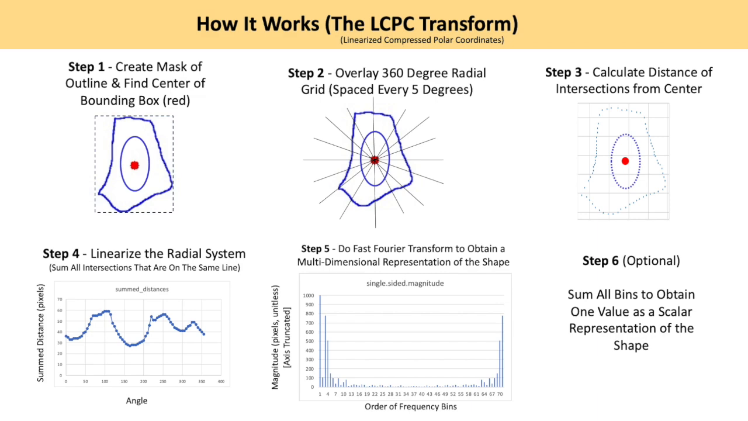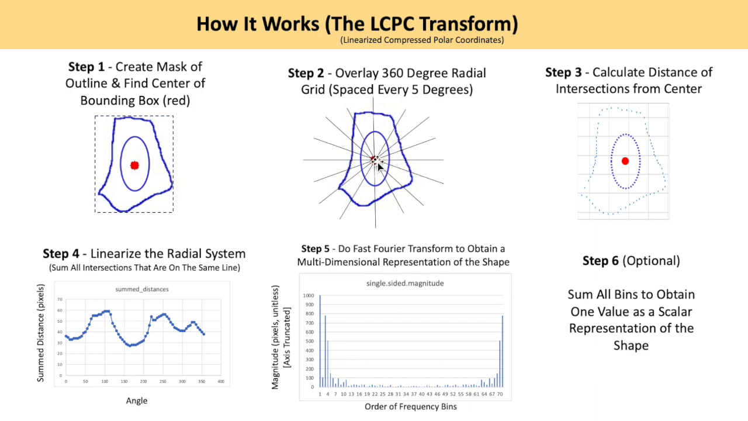The core algorithm is the LCPC transform, which is the linearized compressed polar coordinates transform. And the way it works is in step one, here is the outline of your shape, and it is possible that your shape has two lines. ShapeGenie will then find the smallest bounding box that touches the edge of the object. The center of that bounding box will become an origin, the red dot.